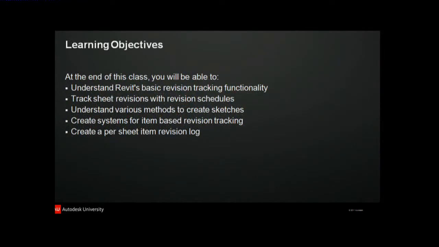So by the end of this class, you should be able to understand Revit's basic built-in revision tracking tools. You should be able to track sheet revisions with a revision schedule. You'll be able to create sketches in different formats with different methods. You should be able to create a system for item-based revision tracking and create a per-sheet item revision log. And a lot of these things will probably make more sense when I start showing examples.